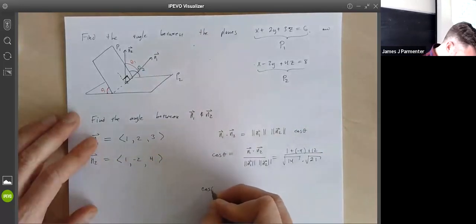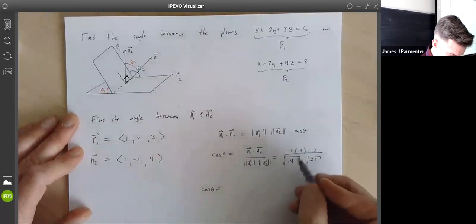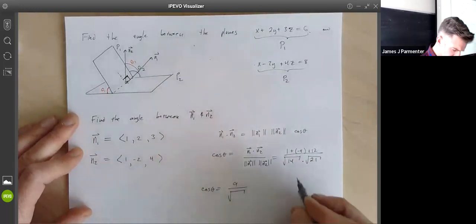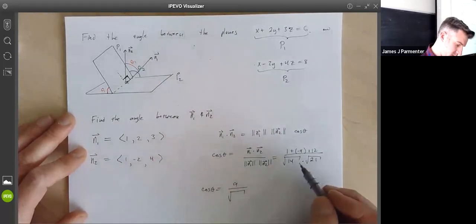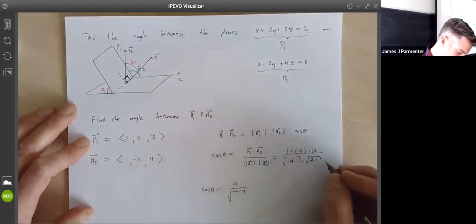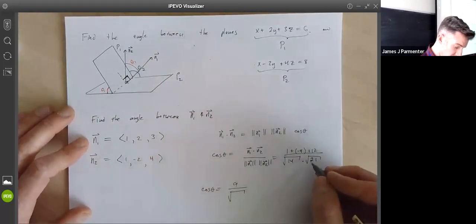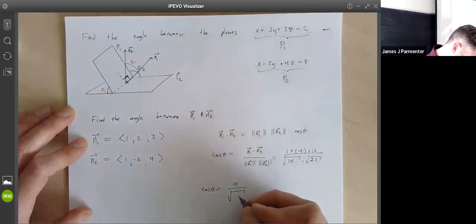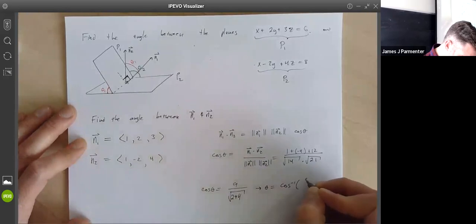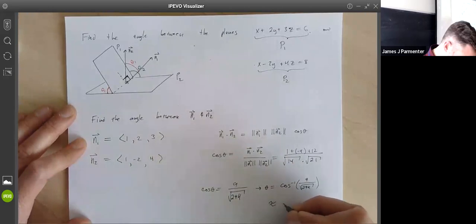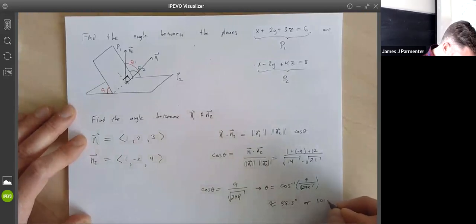So we end up with cosine of theta equal to 13 minus 4, which is 9, over the square root of 14 times 21. I don't actually care, but it's 7 times 7 is 49 times 6. This is 14 times 21, 210. I want to know, 294, I believe. So then our angle theta would equal the inverse cosine of 9 over the square root of 294, which is approximately 58.3 degrees, or if you like radians, 1.018 radians.